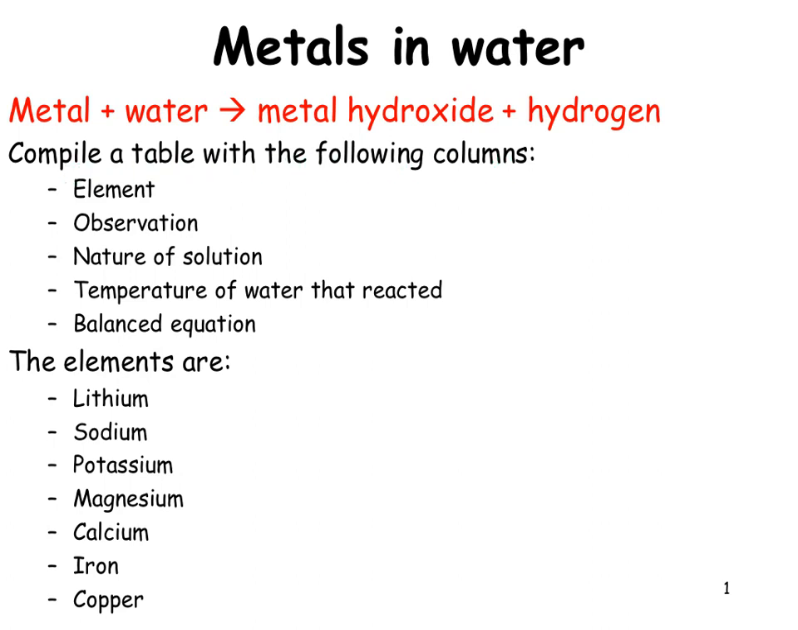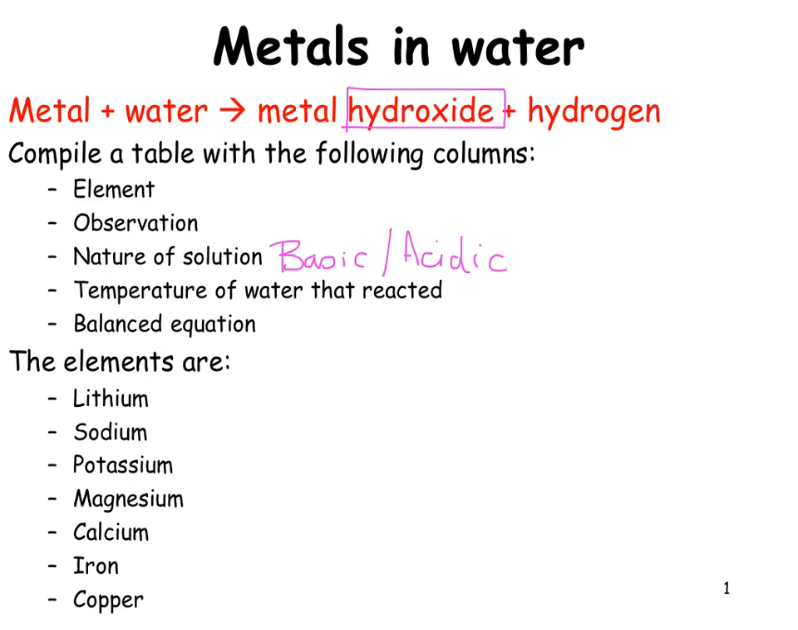Construct your table. You've got to have headings for element, observation, here are the elements, what do you see, what is the nature of the solution, and that's really, is it going to be basic or acidic? And since metal hydroxides are always basic, we're going to land up with all of them being basic. Well, not quite, but close enough.